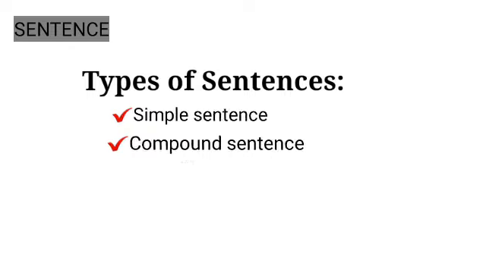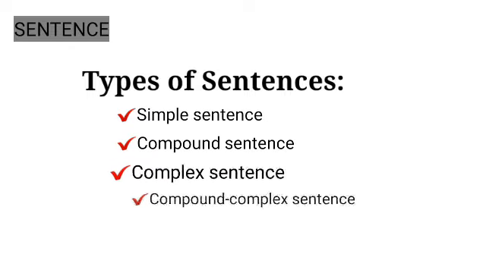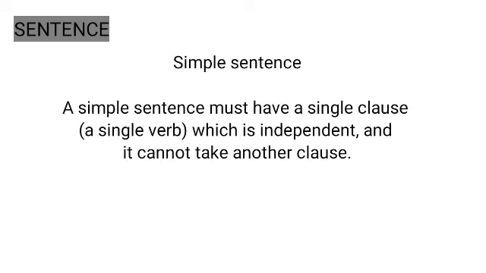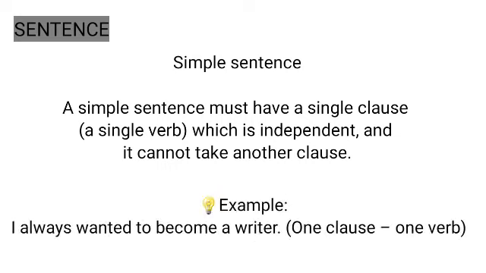Types of sentences. Structurally, it has four types: simple sentence, compound sentence, complex sentence, and compound complex sentence. Simple sentence. A simple sentence must have a single clause or a single verb which is independent and it cannot take another clause. For example, I always wanted to become a writer.